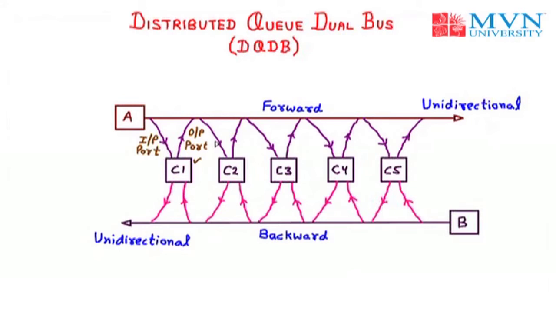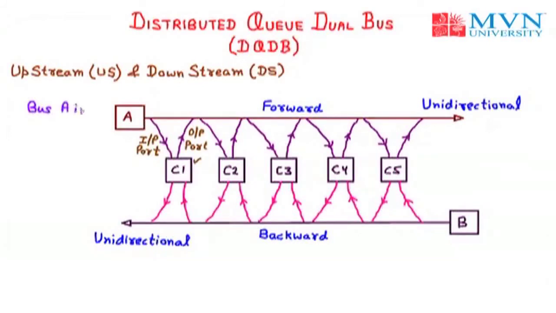Now we have the next topic in the DQDB, called upstream and downstream. If I am talking about bus A, under the DQDB we have the upstream and downstream parts. We can also give them alias names: upstream as US and downstream as DS. Now comes the part for the explanation. For example, let us suppose bus A is first configured.